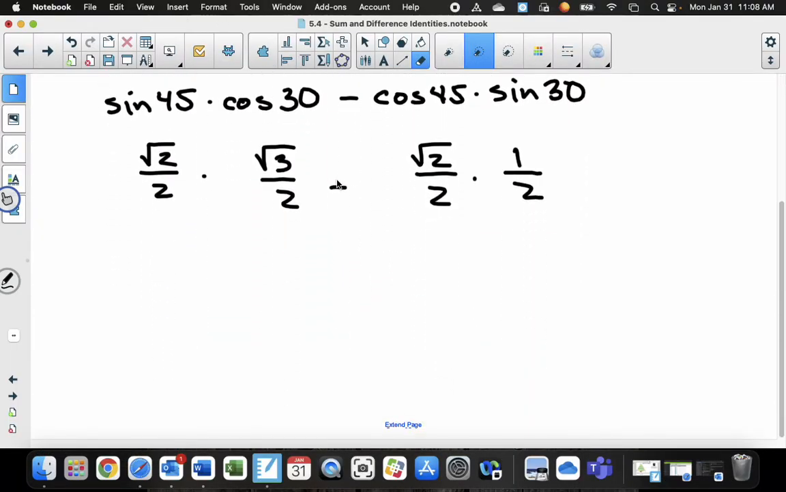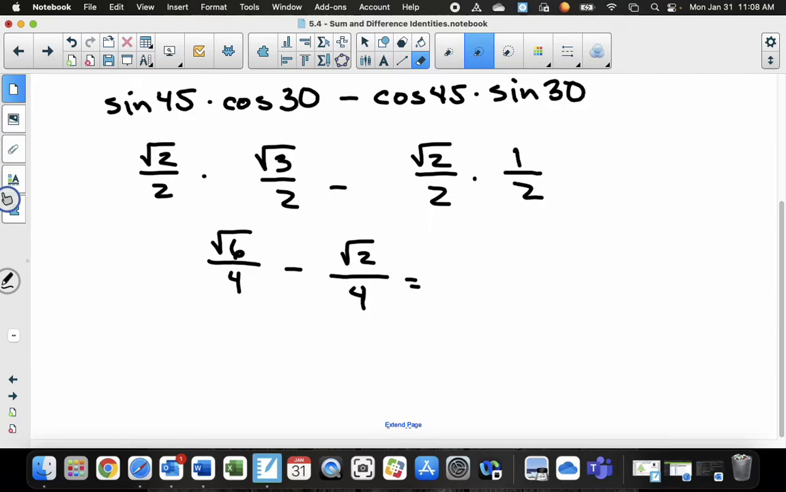Okay? A couple of reminders. When you've dealt with fractions a lot, I shouldn't even need to remind you of this one. But remember, when we're multiplying fractions, numerator times numerator, denominator times denominator. Second thing, when we're multiplying radicals, you just multiply the numbers underneath. So in this case, when we multiply these first two, I end up with the square root of 6 over 4. Okay. Minus, when we multiply numerators, we get square root of 2. Denominators, we get 4.